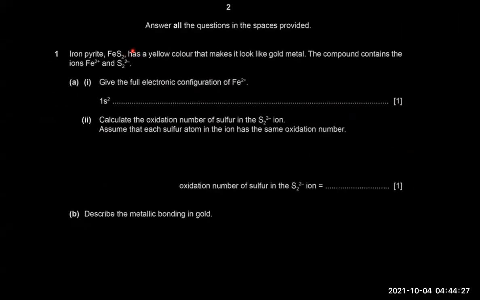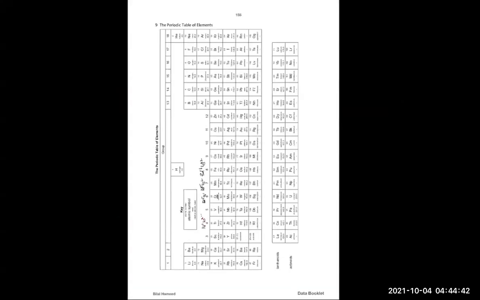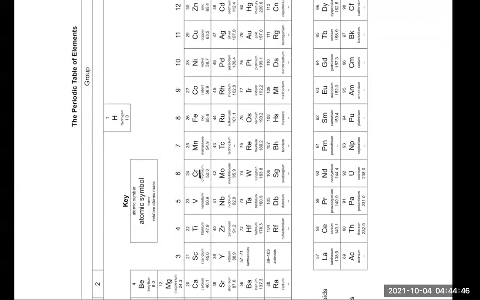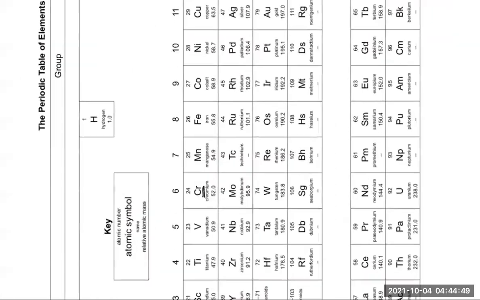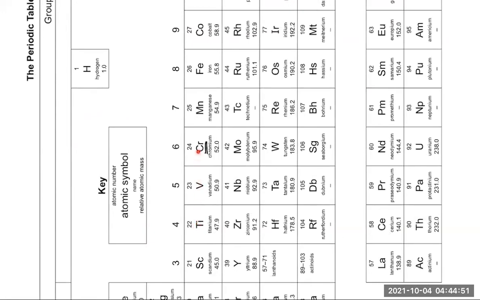Now, iron pyrite has a yellow color that makes it look like gold. It contains the Fe2+ and S2 2- ion. Give the full electronic configuration of Fe2+. So you go to the data booklet, to the periodic table, and we see that iron is right here, right? So it's 3d 1, 2, 3, 4, 5, 6.